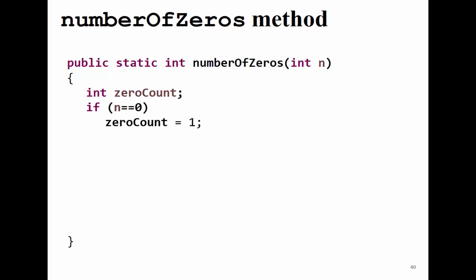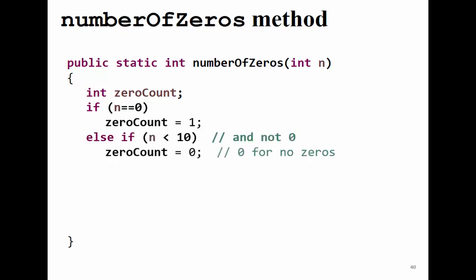So first thing, if n is equal to 0, we reach the base case. The number that we are trying to test is equal to 0. So the zero count will be equal to 1. Otherwise, we ask if n is less than 10, so that means we have a digit from 1 to 9. And a single digit from 1 to 9 contains no 0. So the zero count will be 0.